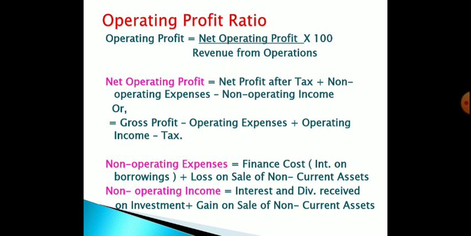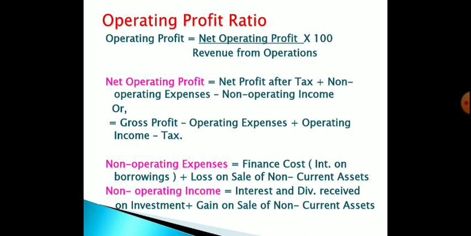For example, if I make a loss in selling a fixed asset, suppose I deal in stationery. So if I sell a furniture of my shop and I have certain losses in selling the furniture, that will be my non-operating expense, because my business is not about selling of furniture or any non-current assets. Here we have taken some examples of non-operating expenses, like finance cost, that is interest on borrowings, and loss on sale of non-current assets.